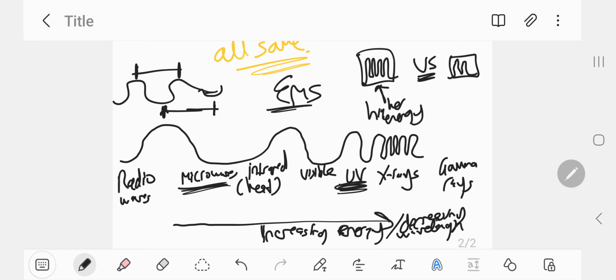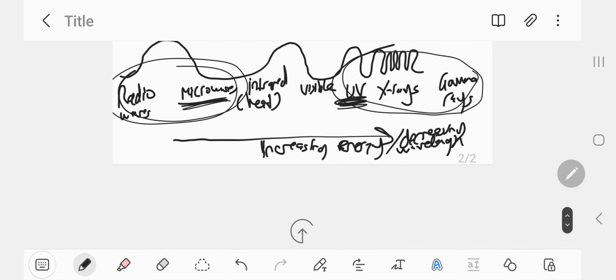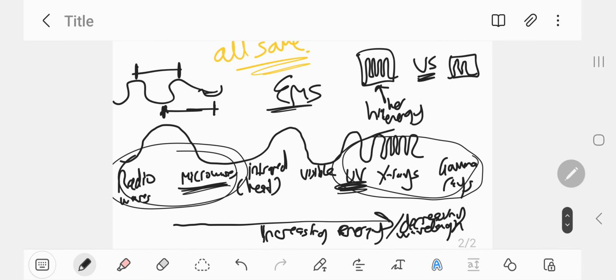And also you've got increasing frequency as well. So frequency is a measure of how many peaks, how many crests pass through a point per second. So these waves here have a higher frequency than these waves here. Which is why we use radio waves and microwaves for communications for our mobile phones, let's say. And that's the electromagnetic spectrum in a nutshell.